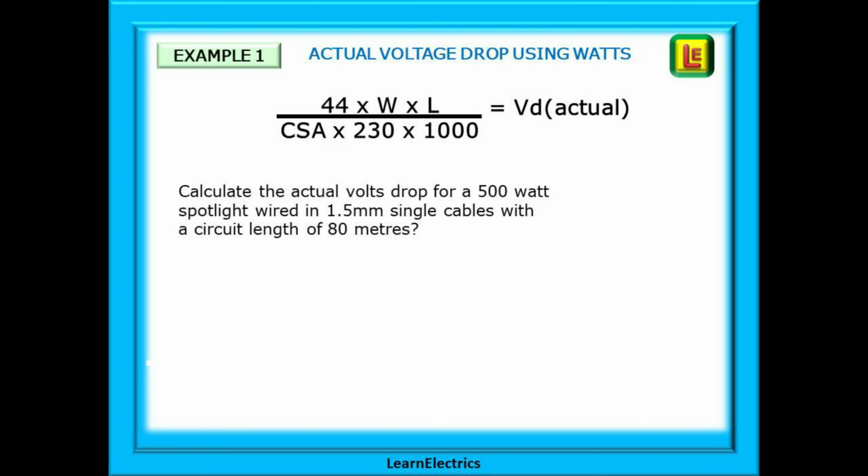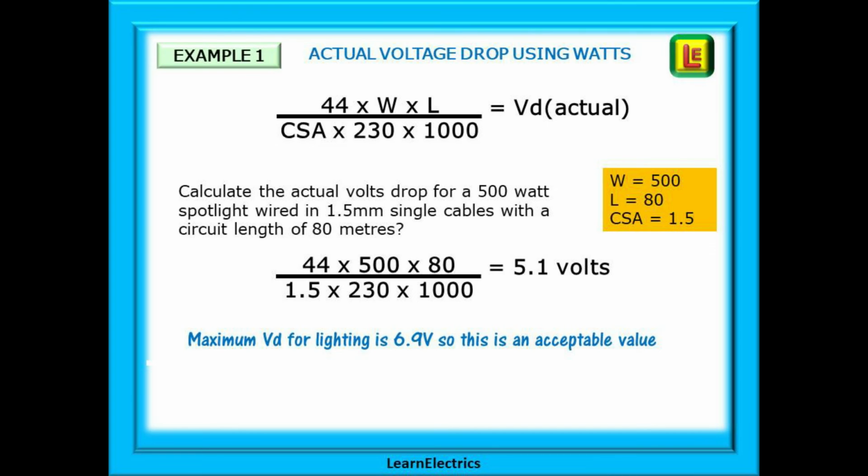We are asked to calculate the actual volts drop for a 500 watt spotlight wired in 1.5mm single cables with a circuit length of 80 meters. If you want to work this out for yourself, then now is the time to pause the video. We have our values provided in the question.